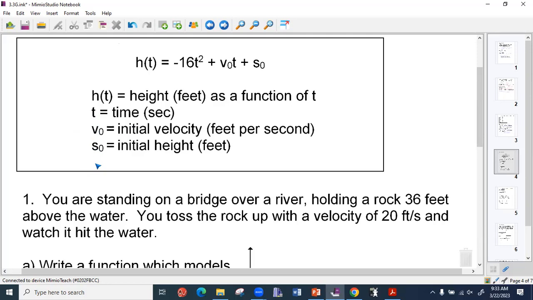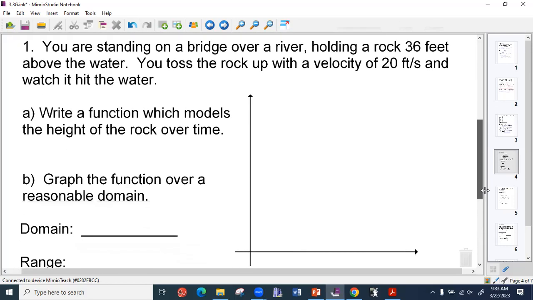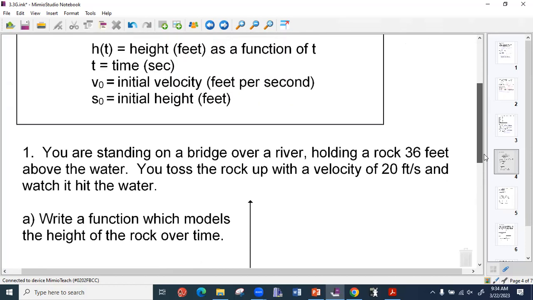So what this allows you to do is to create an equation without use of a regression model based on given information. So it says here, you are standing on a bridge over a river holding a rock 36 feet above the water. You toss the rock up with a velocity of 20 feet per second and watch it hit the water. Okay. Write a function. So we're going to write the function using this format. Does that make sense?